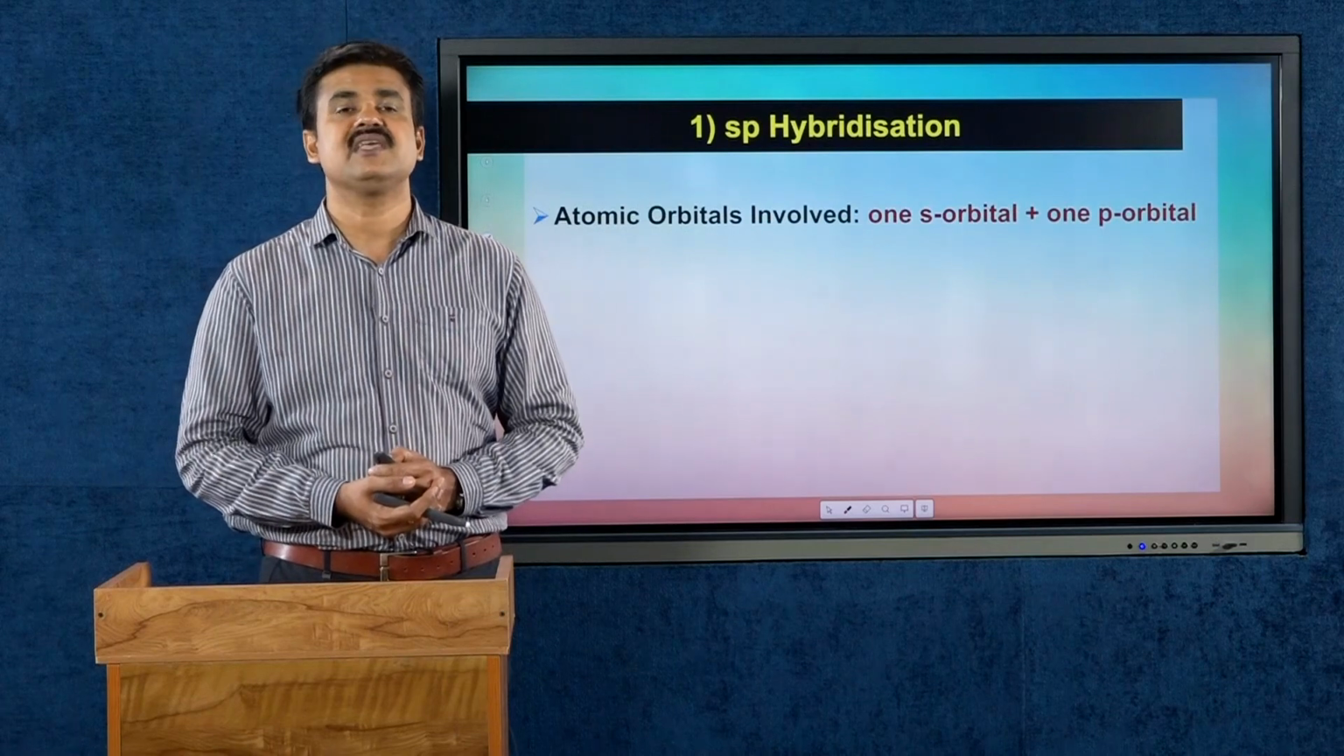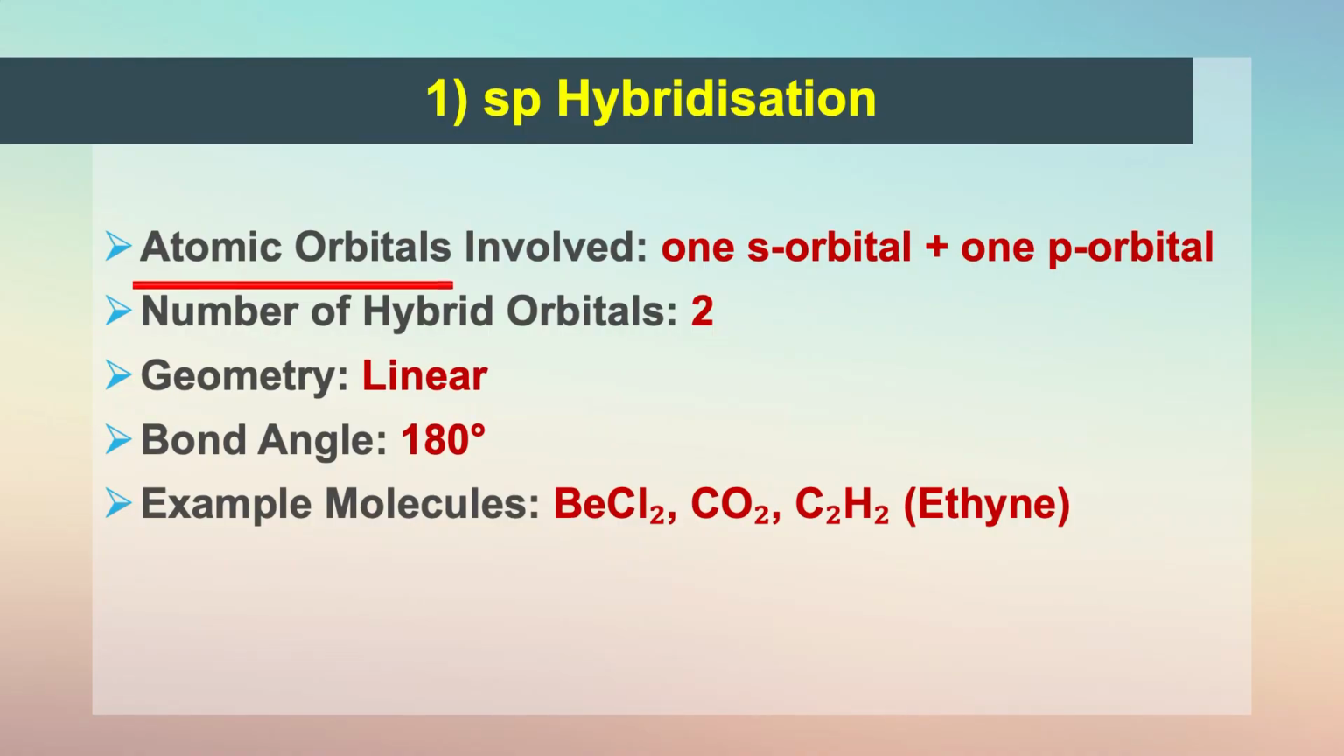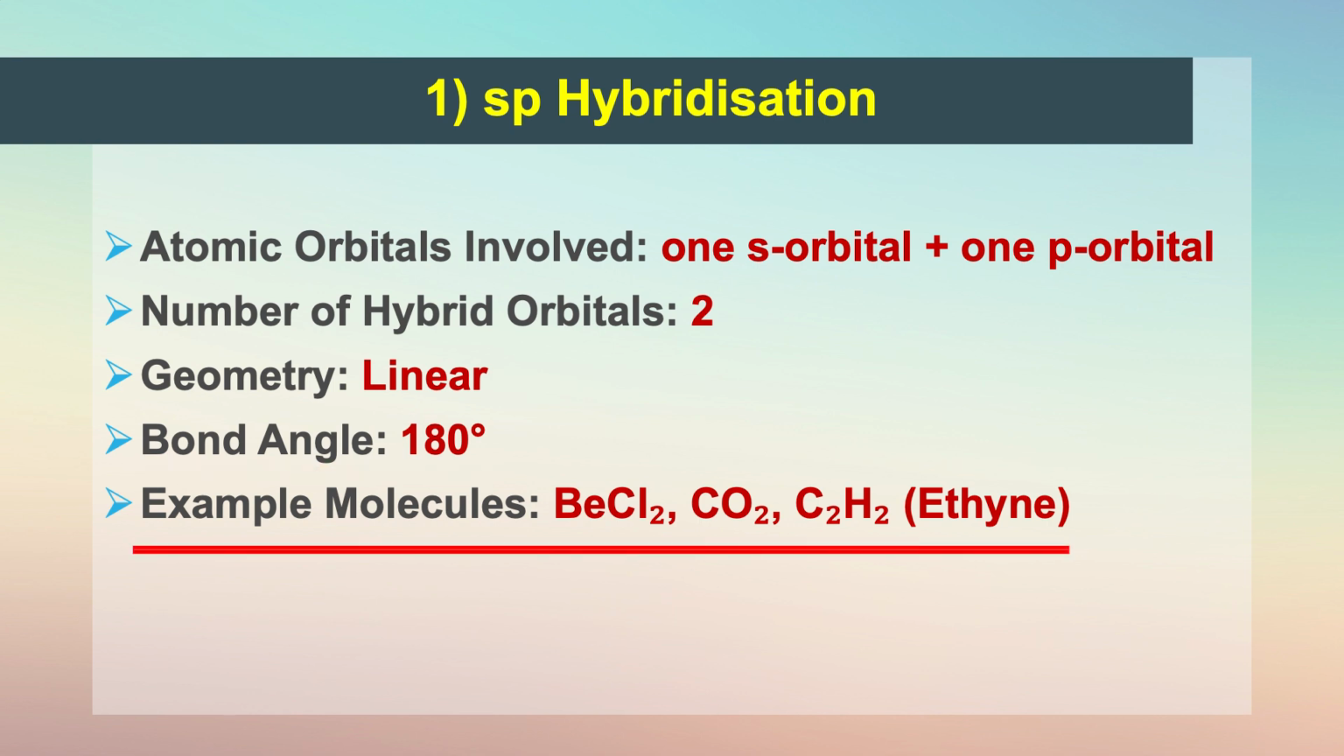First one, sp hybridization. Atomic orbitals involved in sp hybridization are one s orbital and one p orbital. The number of hybrid orbitals, which is equal to the number of orbitals that take part in hybridization, is 2. The geometry of sp hybridization is linear. The bond angle is 180 degree, and there are many examples of molecules which possess sp hybridization.